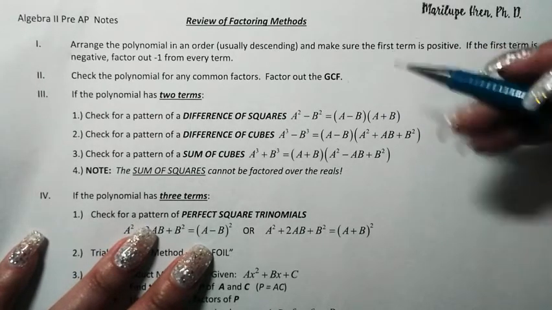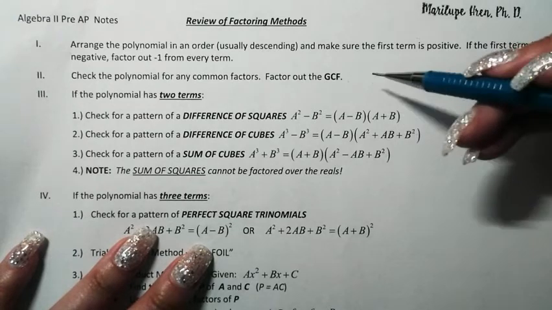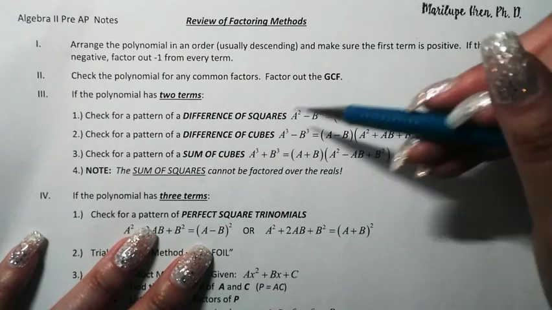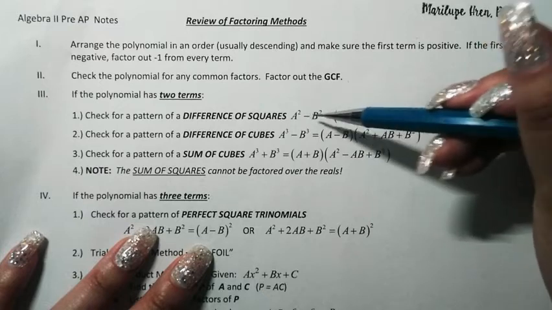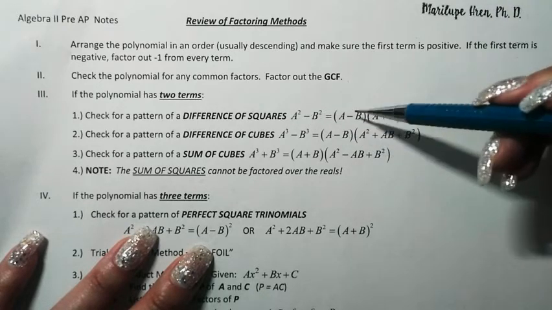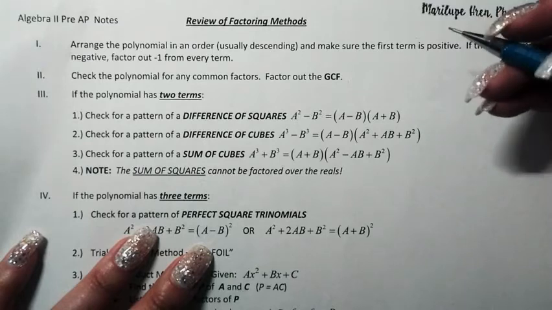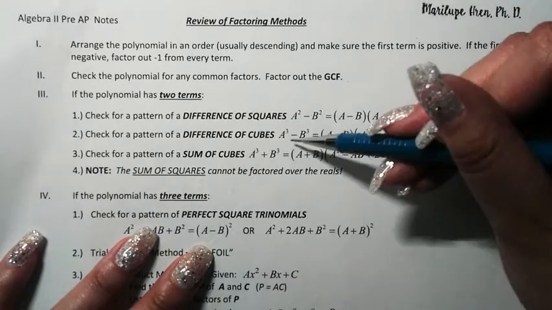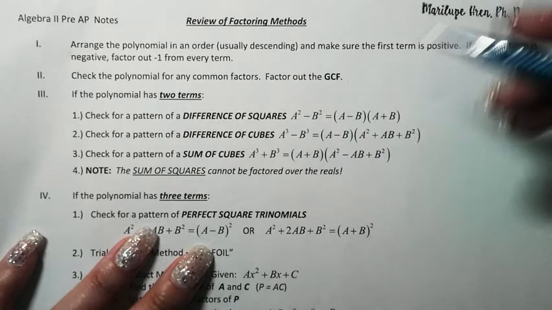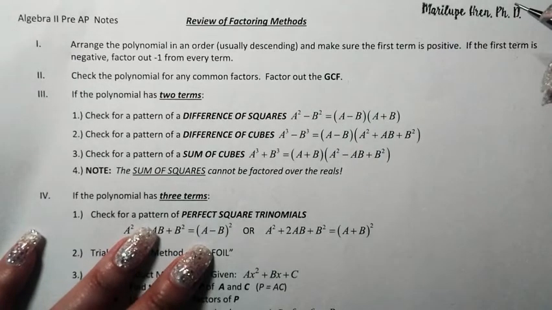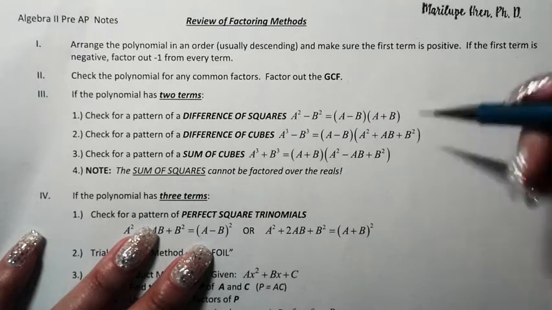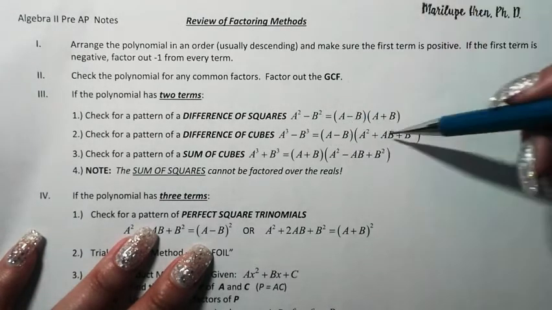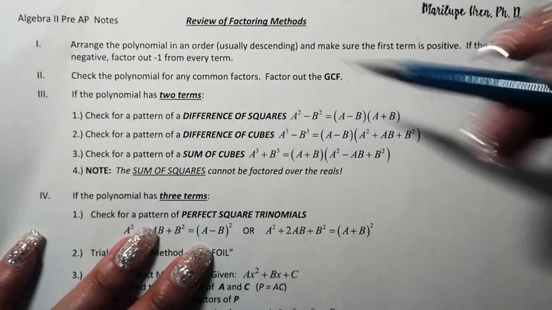If the polynomial has two terms, most likely you will have something that looks like a difference of squares. Please remember that you need to look at the patterns here. a squared minus b squared is going to be equal to a minus b times a plus b. Also, you can check the pattern that is also pretty common, the difference of cubes. a cubed minus b cubed is going to be equal to a minus b times a squared plus ab plus b squared. Okay, so please remember the difference of cubes is always important and you need to remember this formula.